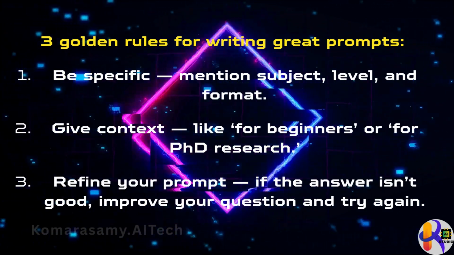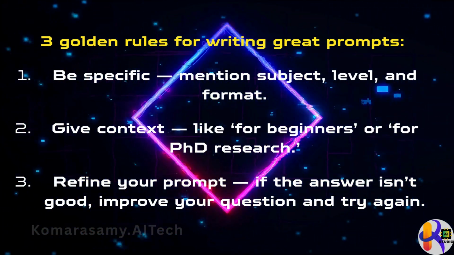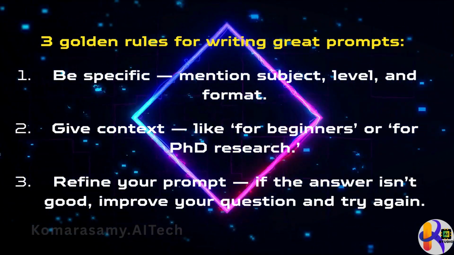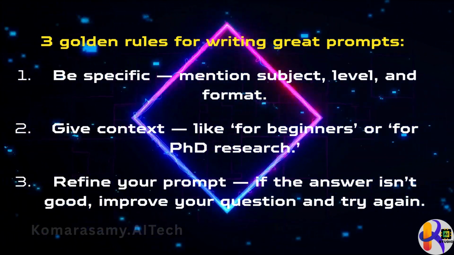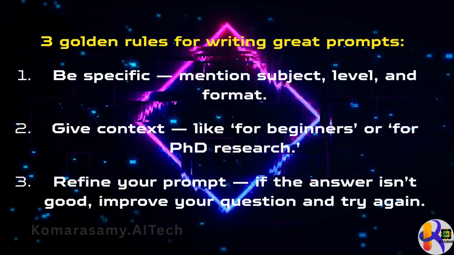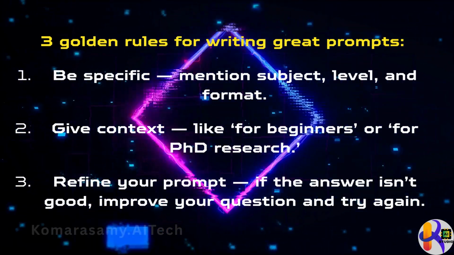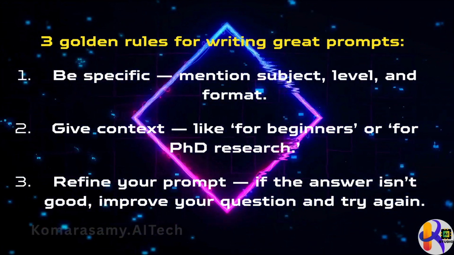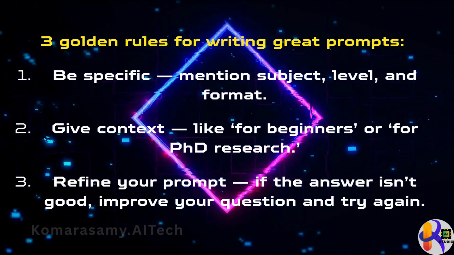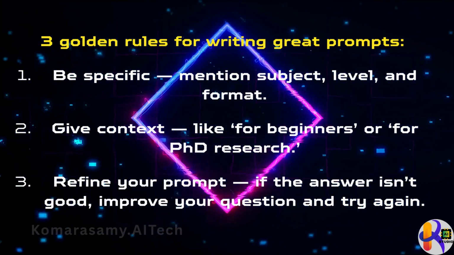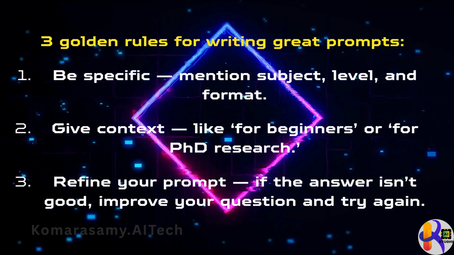And here are another 3 important golden rules for writing great prompts. First, be specific. Mention subject, level and format. Second, give the context, like a beginner level, or for a PhD research scholar, or professor, or student. And third, refine your prompt. If the answer is not good, you can modify the prompt and generate again. This is how you can generate interesting information from ChatGPT.